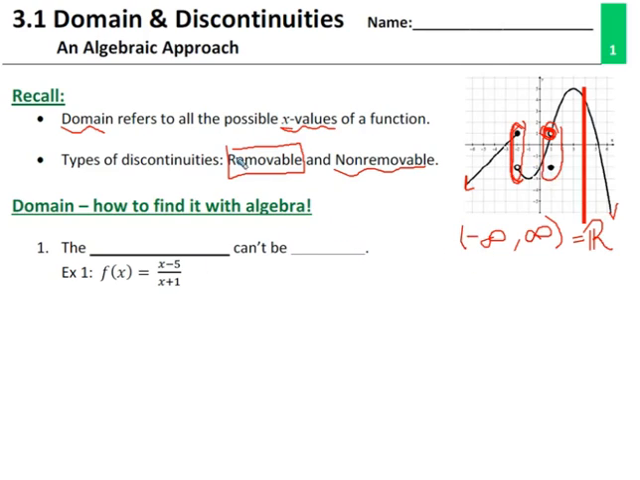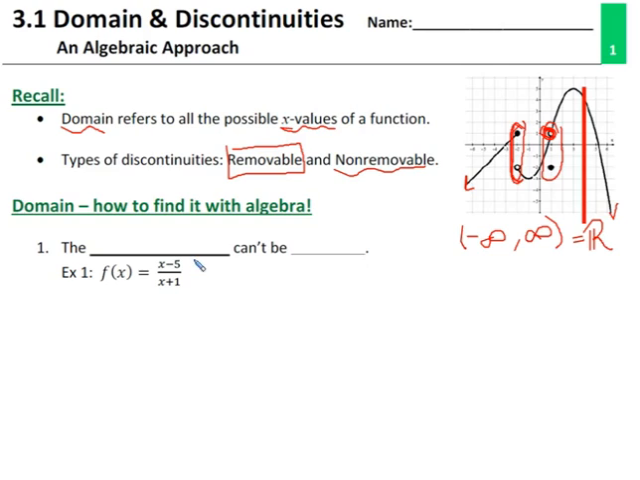Alright, so little things to remember as we go through this lesson today. Now let's try to dive into our domain and how we find it with algebra. Okay, so there's two things we're specifically going to focus on in this lesson, and those two things are fractions and square roots.